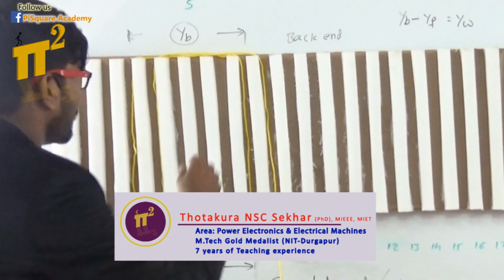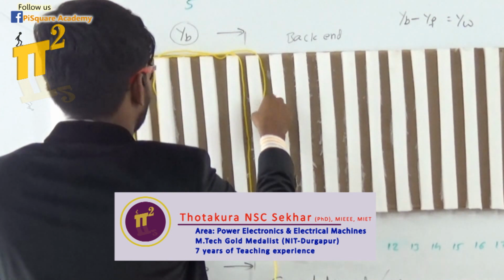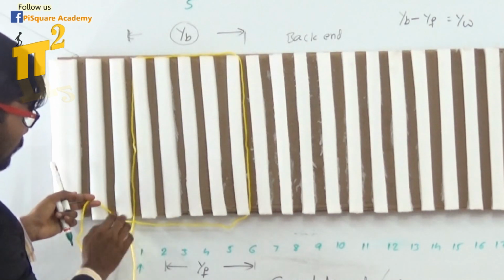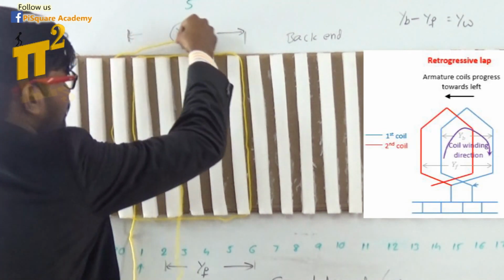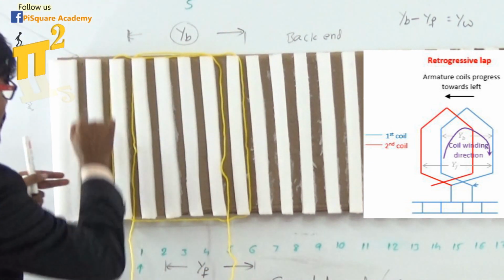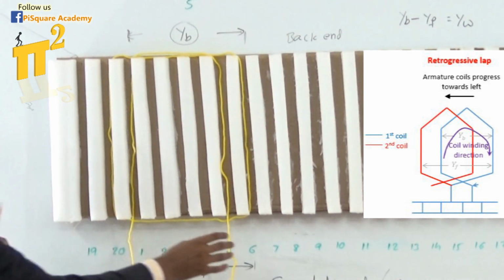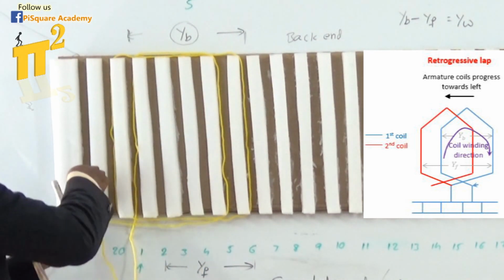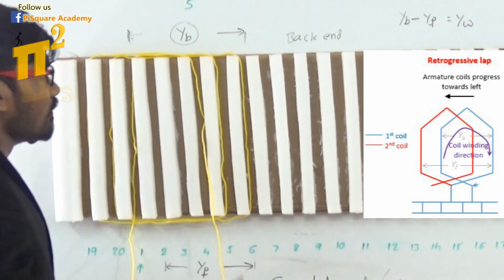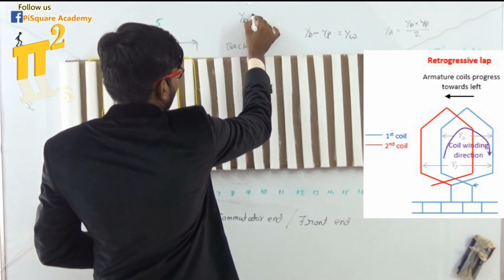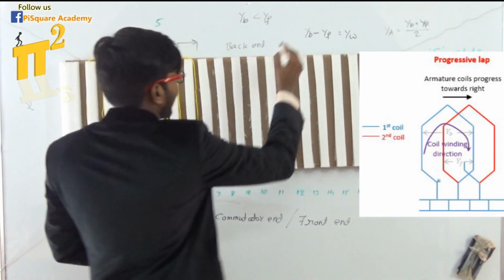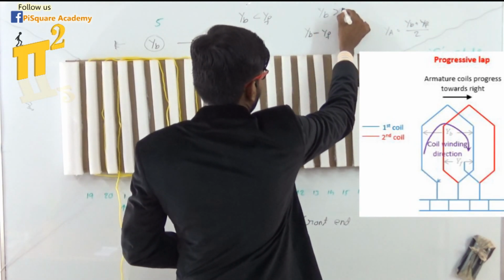Now we have a retrogressive winding. Instead of keeping it here, what if I go like this after the first coil? I'm turning the coil in this direction, but the winding is moving backwards. So this is called retrogressive winding. In case of retrogressive winding, YB is less than YF. In case of progressive winding, YB is greater than YF.